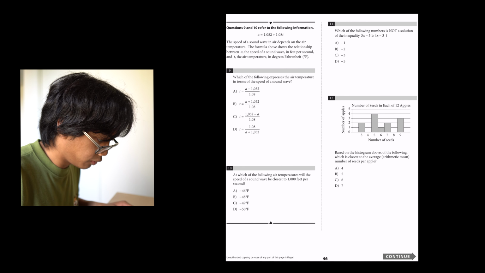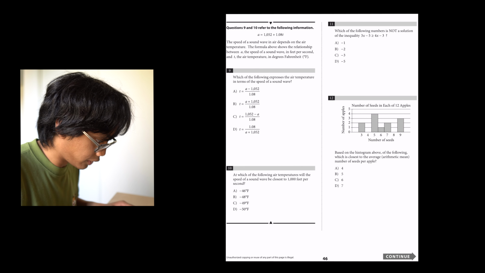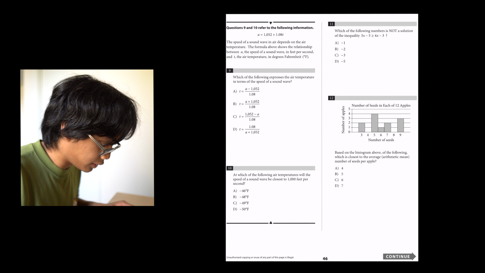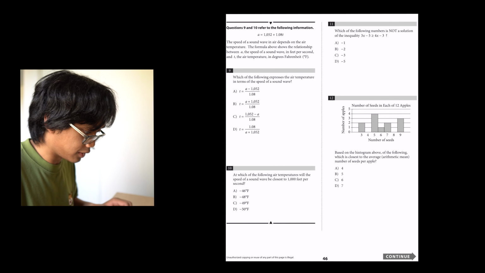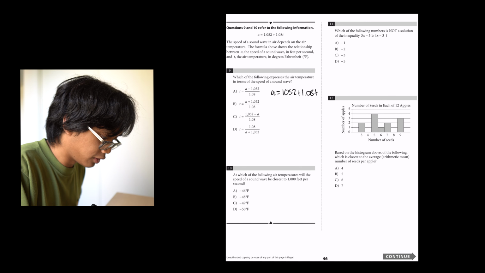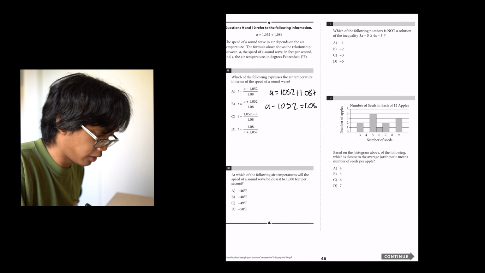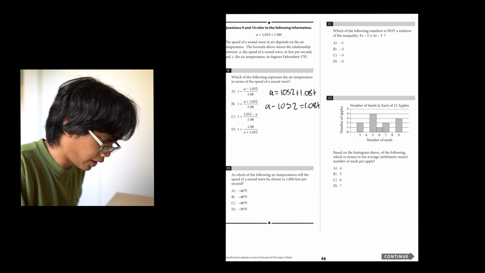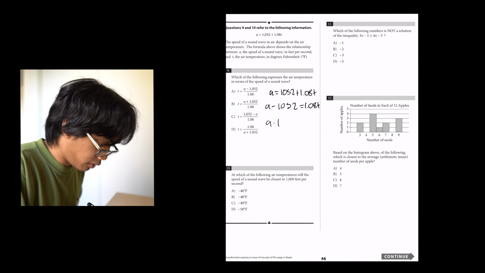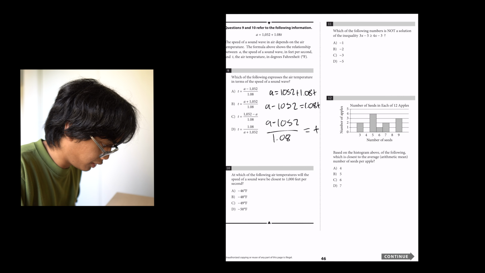All right, questions 9 and 10 refer to the following information. A equals 1052 plus 1.08T. Which of the following expresses the air temperature in terms of the speed of a sound wave? Air temperature is T, speed of the sound wave is A. So we have A equals 1052 plus 1.08T, and basically what we want is to get T by itself. So we can subtract 1052 on both sides, and then we can also divide by 1.08, and that'll give us T, and that's going to be answer choice A, because that's the one that has the same equation.